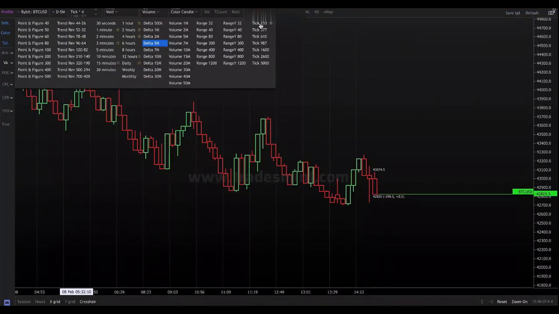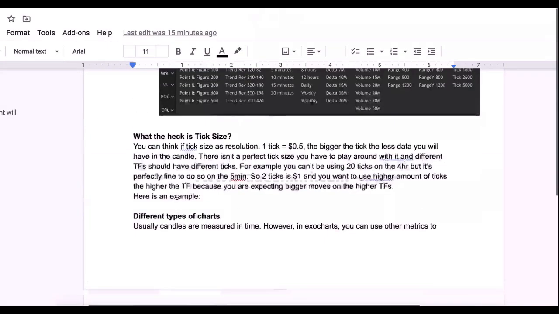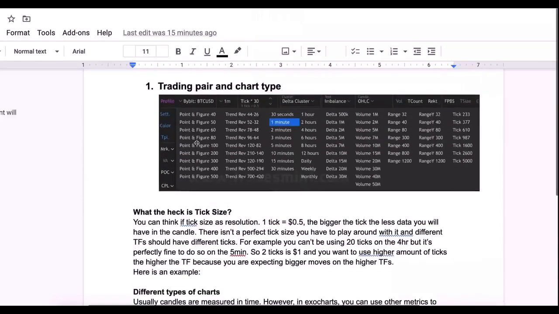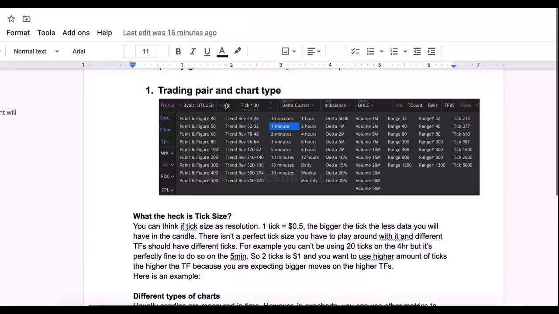We even have a tick chart. Okay, and this is something I want to touch on as well. What the heck is a tick chart? Because when we're looking here next to the time frame, we also have this thing called tick size. Now, what is tick size? You can think of tick size as resolution. One tick equals 50 cents. And the bigger the tick, the less data you will have in that candle. Okay? The bigger the tick, the less data you will have in that candle.